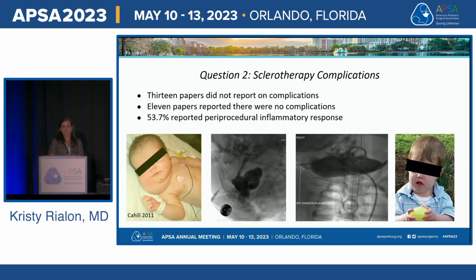Looking at complications, 13 papers did not report on complications at all. 11 papers showed a 0% complication rate. And by far the most common complication that was reported was this periprocedural inflammatory response in 53.7% of patients, which is fever and erythema that generally resolves in 24 to 40 hours without any intervention.